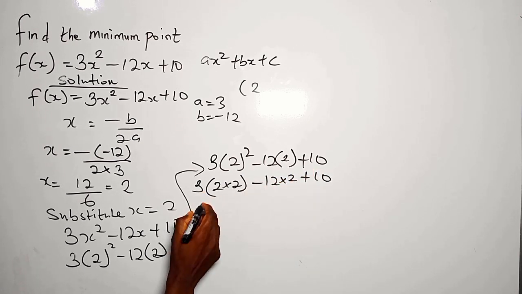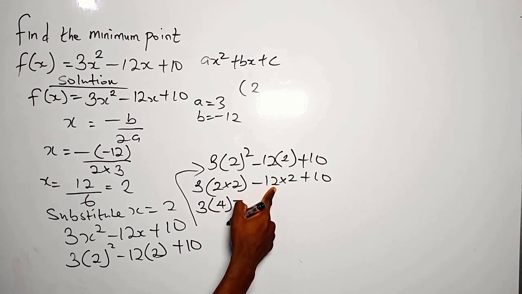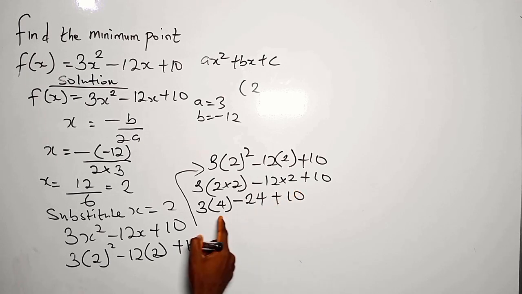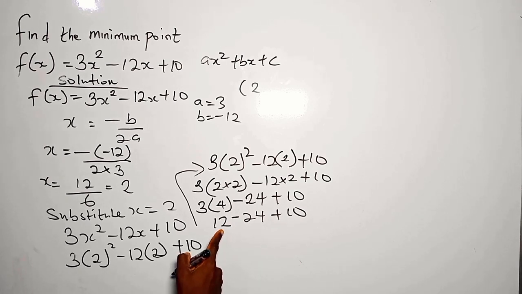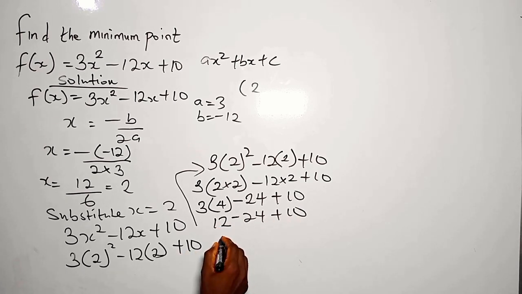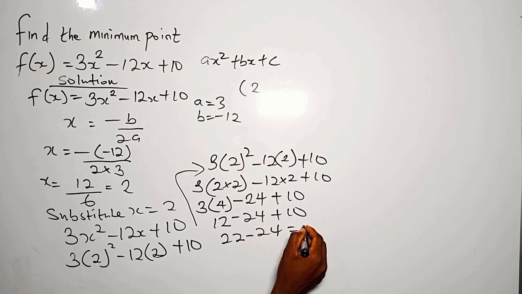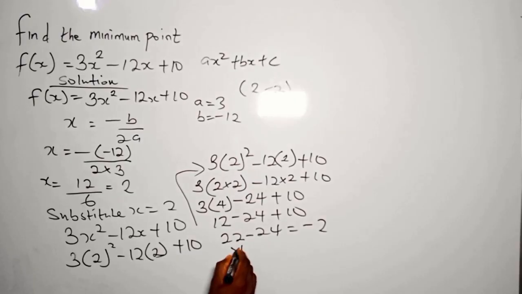Here we have 3, for 2 times 2 is 4, minus 12 times 2, we have 24, plus 10. So 3 times 4 is 12, minus 24 plus 10. Here we have 12 plus 10 to be 22, minus 24. So here we have minus 2. So the y value is minus 2.